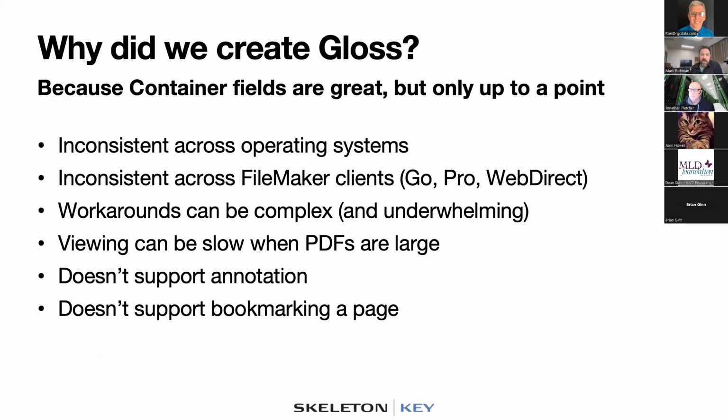So why did we create it? Well, because, like I said, container fields are not so great, inconsistent in various ways. Workarounds are fragile, can be really slow, and obviously don't support annotation. And an important thing that we didn't mention on the previous slide, but which we've developed a technique for using Gloss, is this: it's one thing to have a PDF with bookmarks inside the PDF, but there's no way in FileMaker for you to navigate to a particular bookmark.